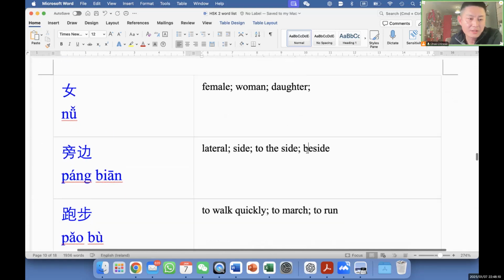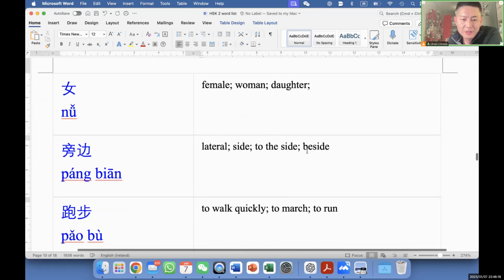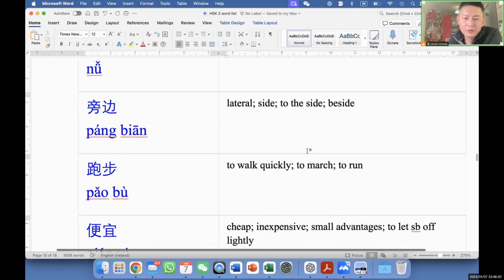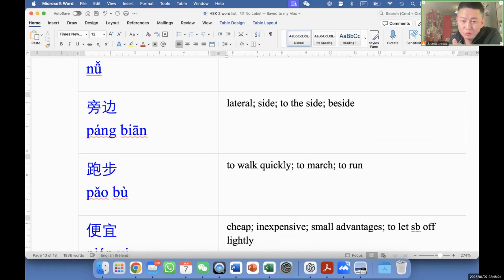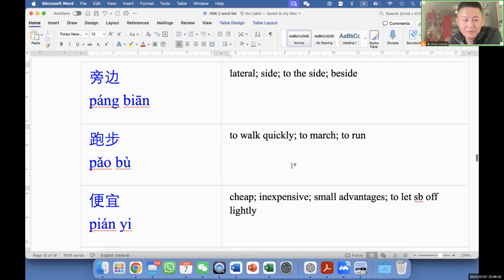旁边 is, sorry, 旁 is on the side. 边 is on the border. Okay, the border of me is my side there. 旁边, beside. 跑步, to walk quickly. Okay, not to run, really. 跑 is to run. 步 is a step, running steps. 我喜欢跑步。你每天跑步吗? Or do you run every day?